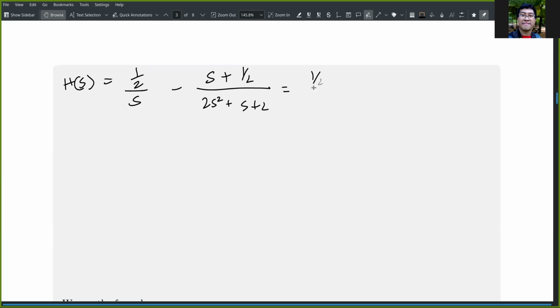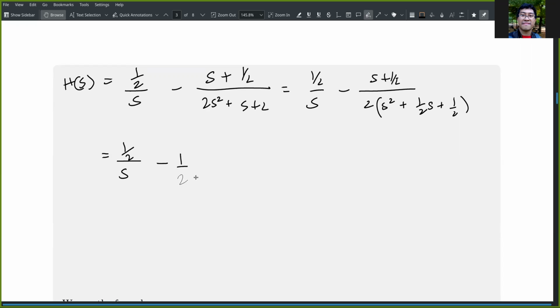This can also be written as (1/2) over s minus (s + 1/2) over 2(s squared plus (1/2)s plus 1/2). Let's factor out this 2 here, and let's rewrite it again: 1/2 over s minus, factoring out 1/2, let's break this 1/2 into two parts, 1/4 plus 1/4, divided by this. Our goal is to create a square, so we complete the square. We already have (1/2)s. The third term should be the square of something that, if you multiply by 2, becomes 1/2. If you multiply 1/4 by 2, that's 1/2. So the square is 1 over 16. So we're just adding nothing.